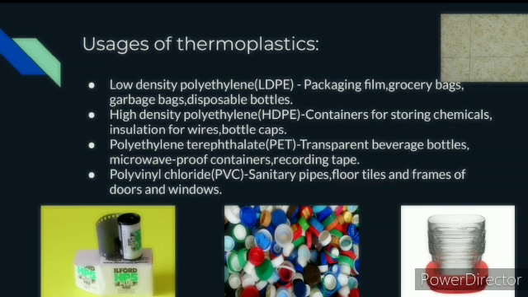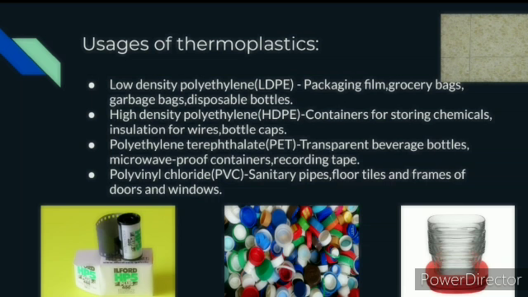Usages of thermoplastic. So there are two types of plastic, thermoplastic and thermosetting plastic. Now let us see the usages of thermoplastic. So under thermoplastic there are many types of plastics. The first one is LDPE, that is low density polyethylene, which is used to make packaging film, grocery bags, garbage bags and disposable bottles. Second one is high density polyethylene, HDPE, which is used to make containers for storing chemicals and for insulation wires and bottle caps.